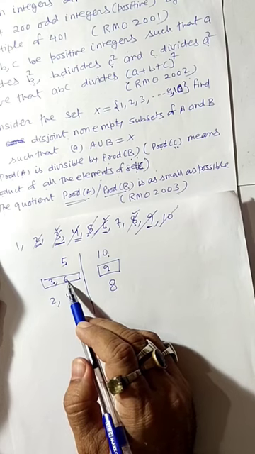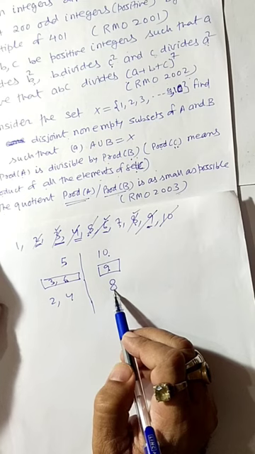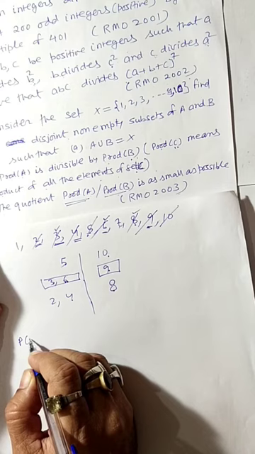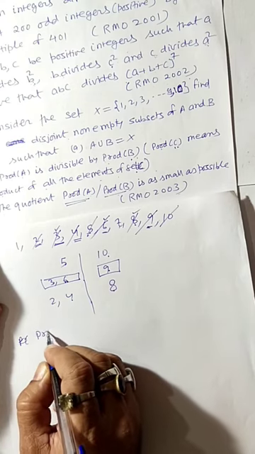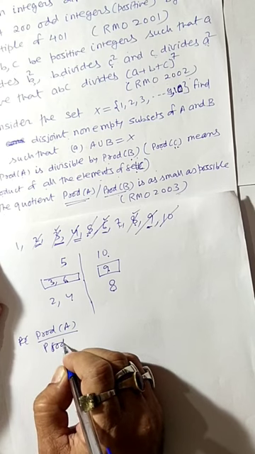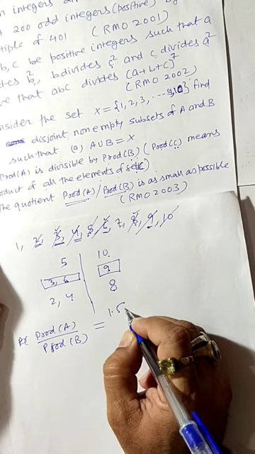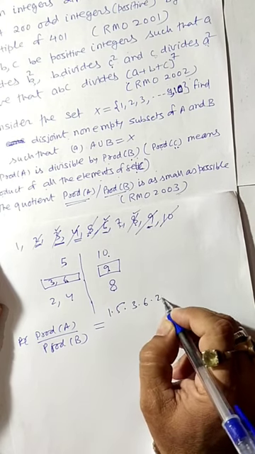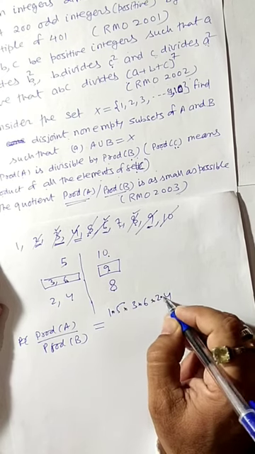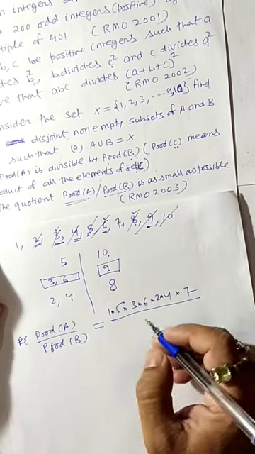Here 6 into 3 is 18, 18 into 4 is 72, and 72 cancel. So 7 should be on the numerator side. So your product A by product B will be 1, 5, 3, 6, 2, 4. 1 into 5 into 3 into 6 into 2 into 4 into 1 into 7. 7 should be on the numerator.